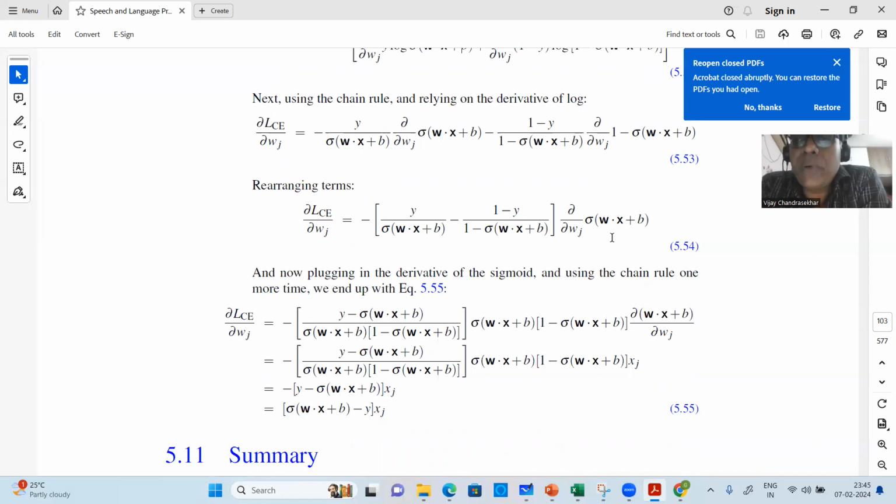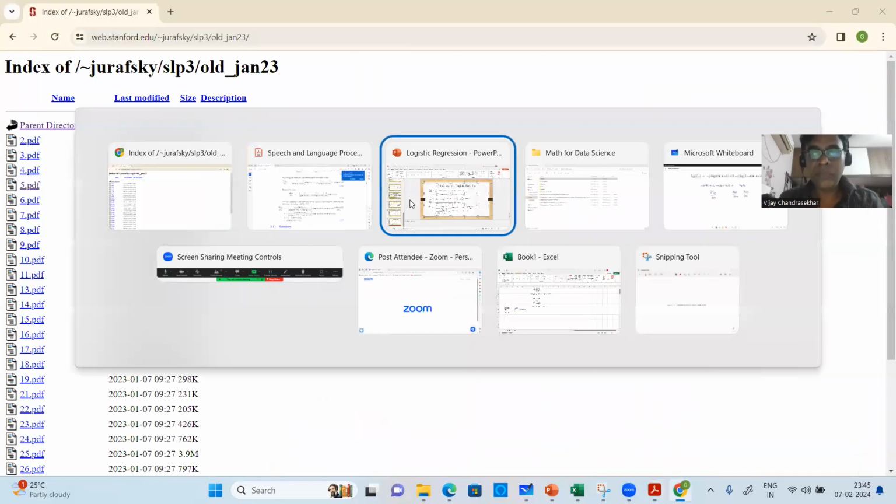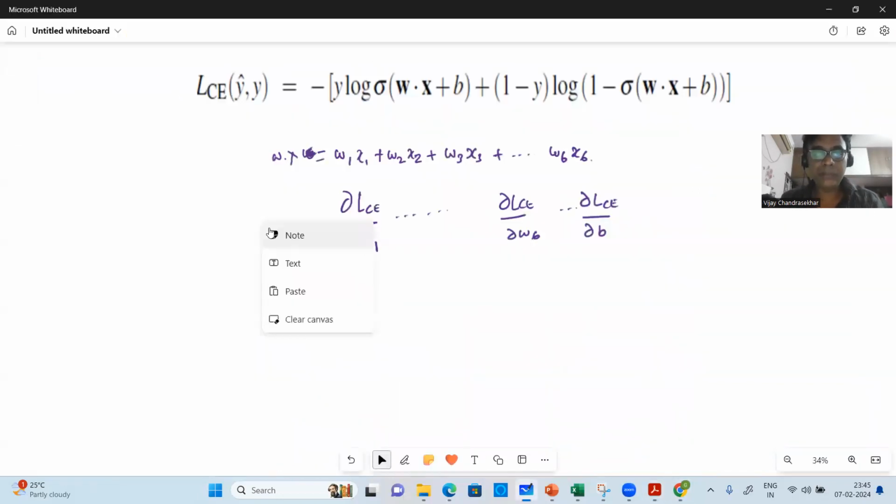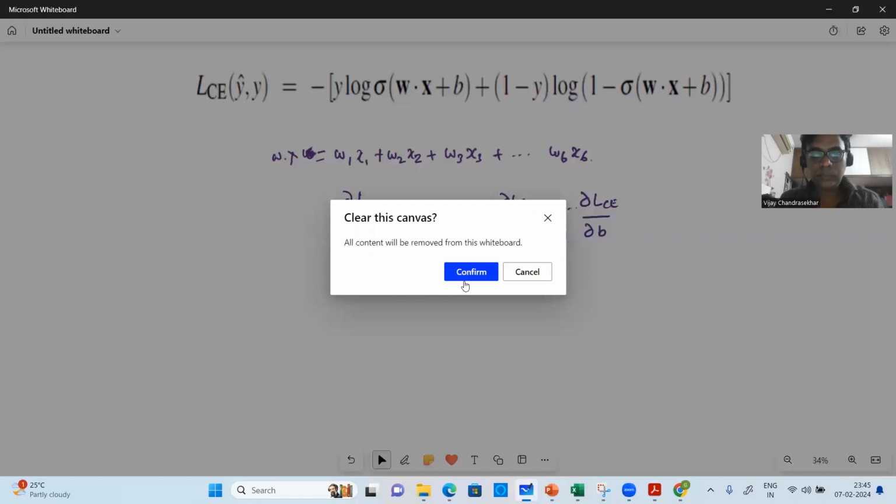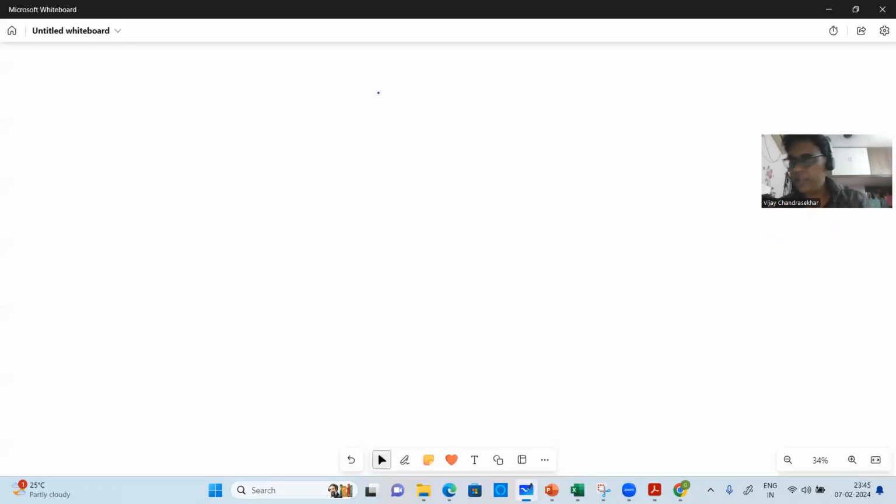What is the derivative of a sigmoid function? If the function is sigmoid, it is sigmoid into 1 minus sigmoid. Exactly, which means we just had a look a while back. So if you have a function sigma z and you're calculating the derivative, then the derivative is sigma z into 1 minus sigma z, correct?